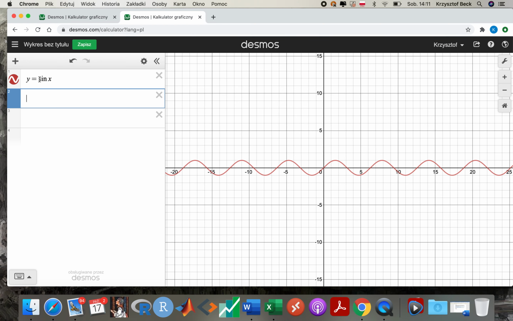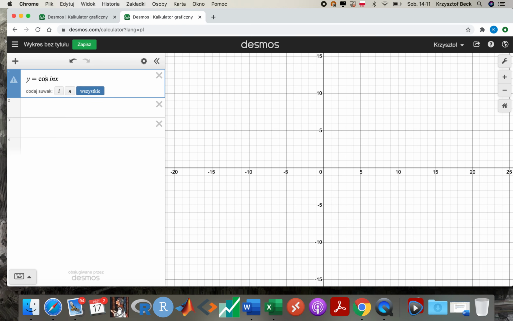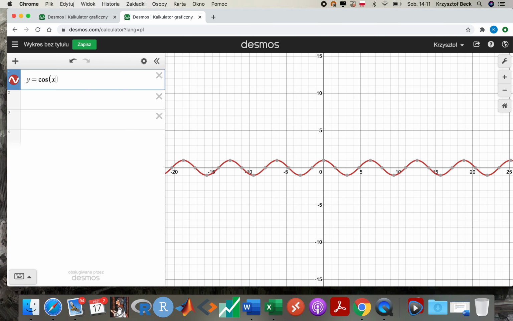Okay, so the second trigonometric function we've done is cosine. And you see that basically sine is cosine moved a little bit. By how much? Let me see if the trick with pi would work. It works. Okay, so here we have the cosine function, and here we have the sine function.